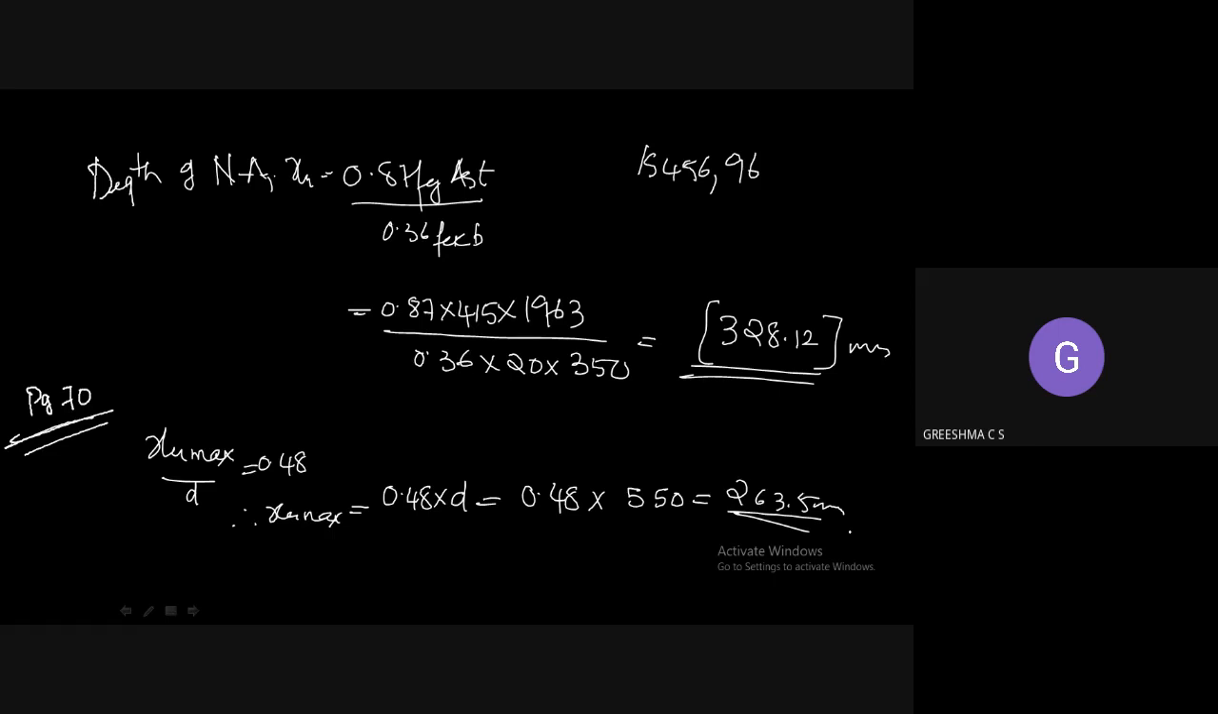So if you see this problem, XU max value is less than XU. Here you see XU max value is less than XU, because XU max is 263 and XU value is 328. If XU max is less than XU, the section is an over reinforced section. So the section is an over reinforced section, and you have to opt for the second equation.